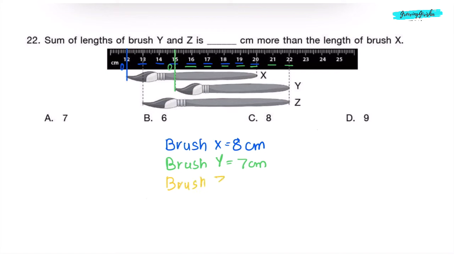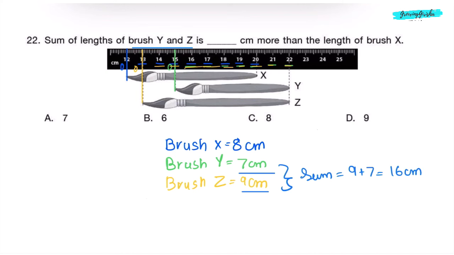Now brush Z measures. It starts from here, so we'll assume this as 0. Now 1, 2, 3, 4, 5, 6, 7, 8, 9. 9 centimeter. Now read the question again. Sum of lengths of brush Y and Z. Y is 7 centimeter, Z is 9 centimeter. So their sum will be 9 plus 7, that is 16 centimeter, is more than the length of brush X. So for that we'll find out the difference of 16 centimeter and 8 centimeter. 16 minus 8 is 8 centimeter. So it is 8 centimeter more than the length of brush X. Correct answer is option C.